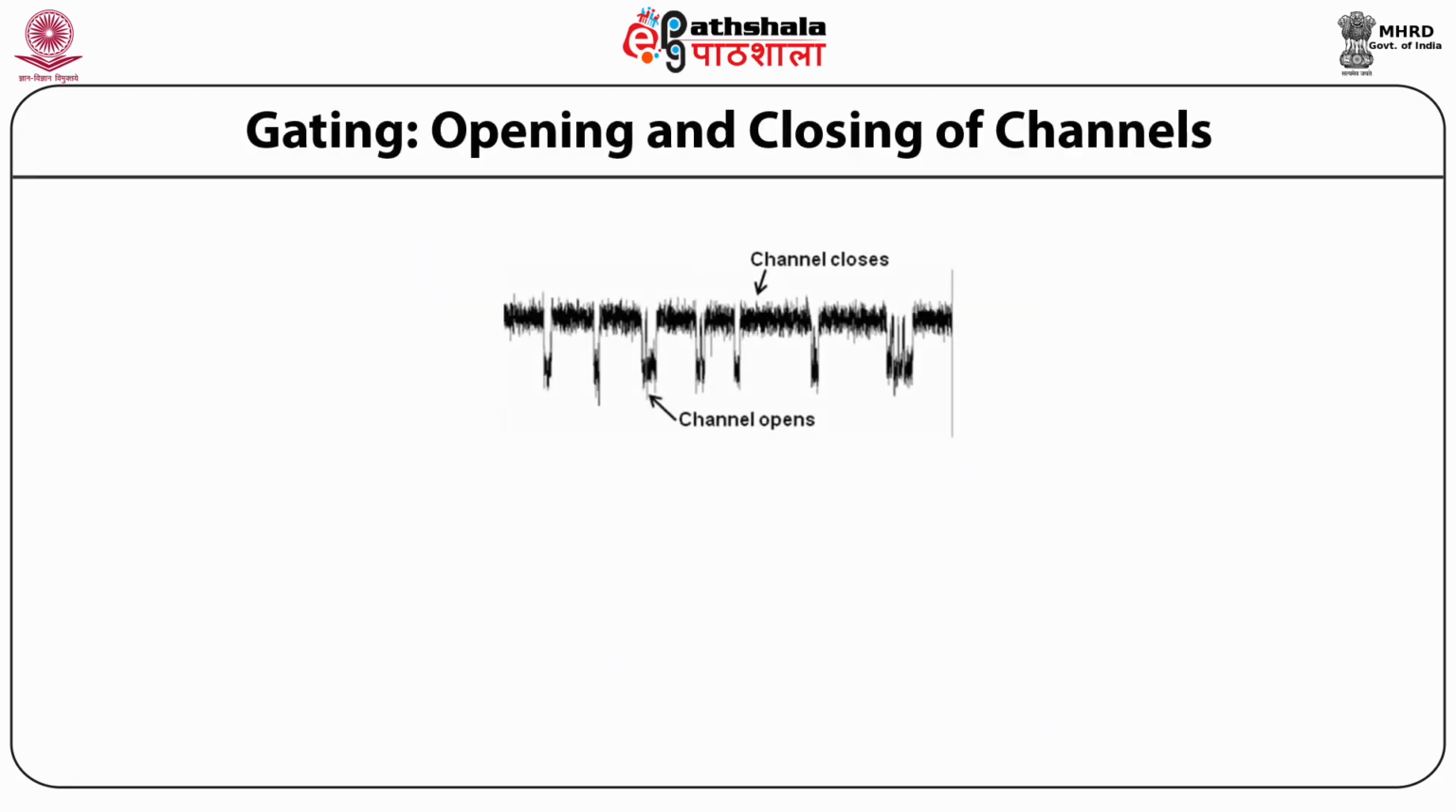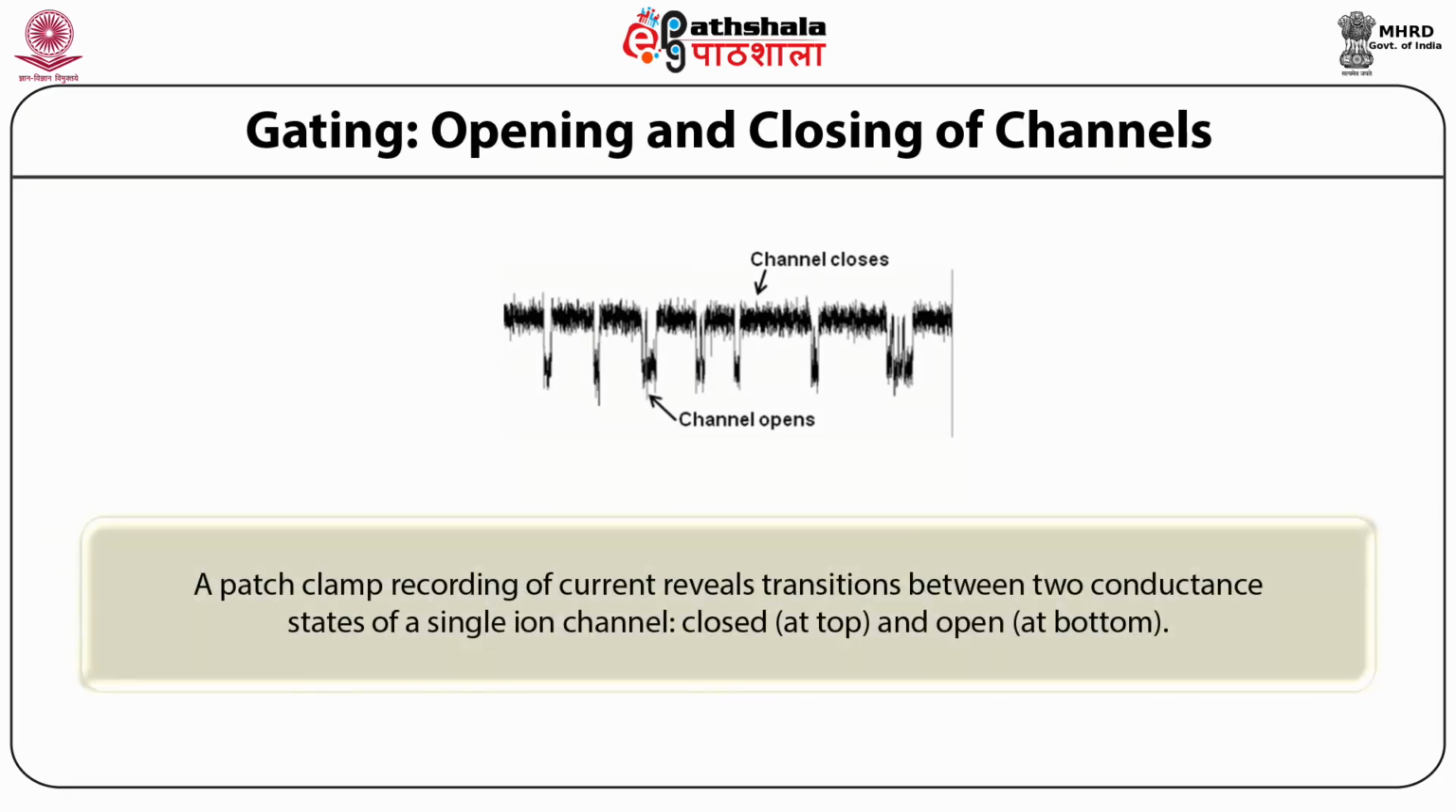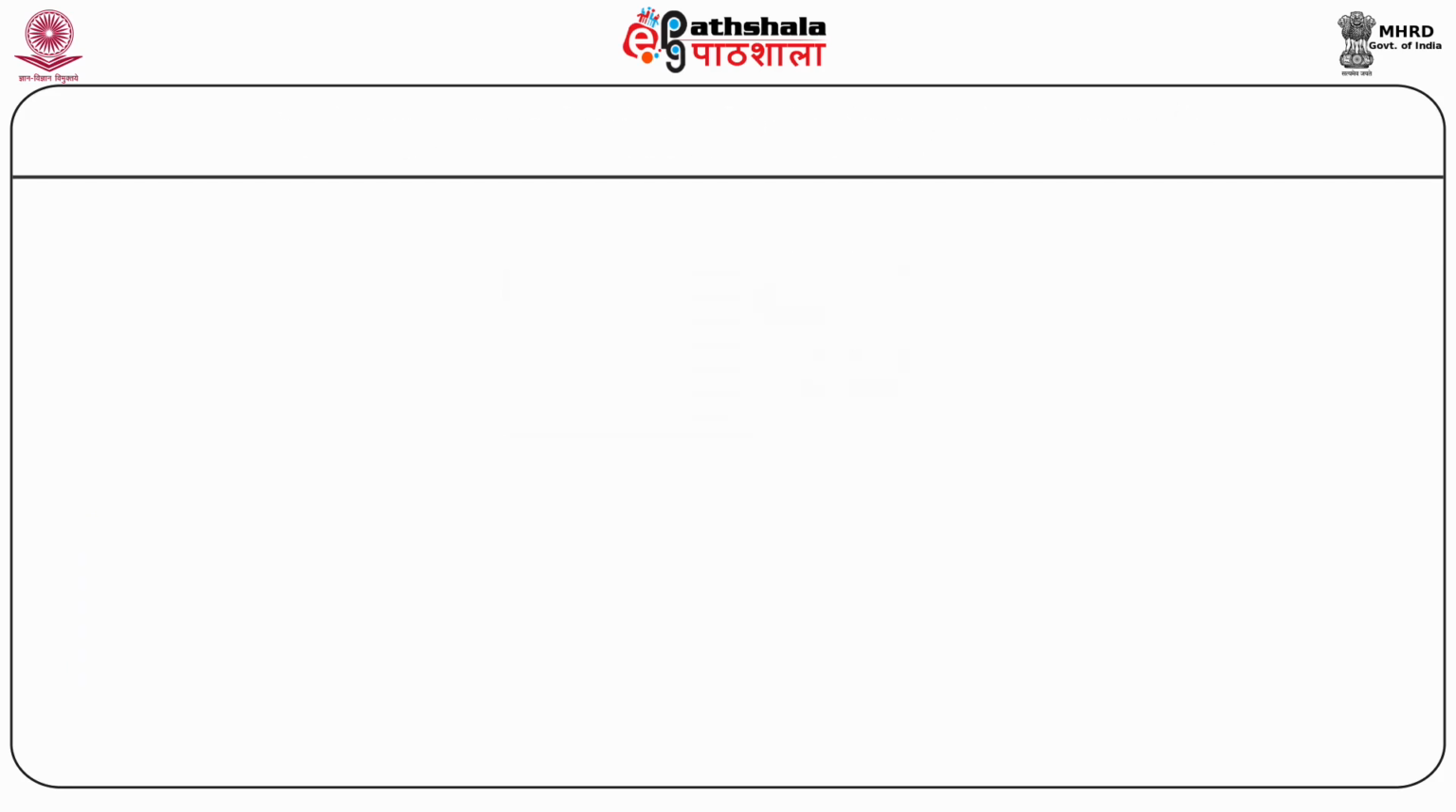It's showing the gating of ion channels. Gating is nothing but the opening and closing of channels. This diagram is showing a patch clamp recording of current that reveals transition between two conductance states of a single channel, closed and open. The topmost trace shows the closed state, and the bottom shows the open state of the channel.